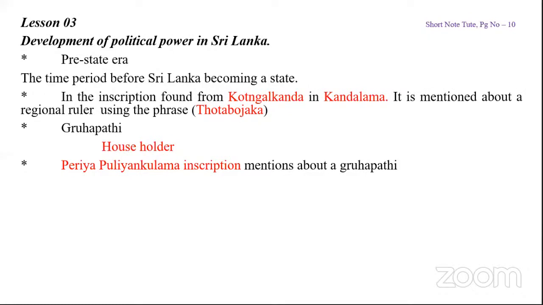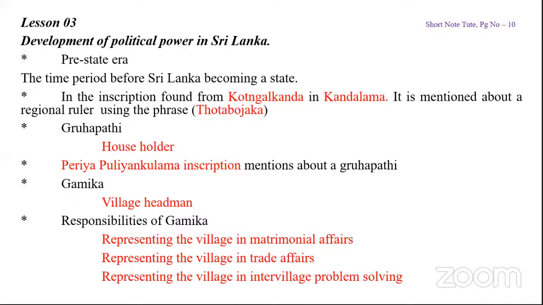So the inscription that gives information about Gruhapati, the Pulyankalama inscription, what is mentioned? One Gruhapati doing metal work had cleaned a cave and offered it to monks. So that is the information given by the Pulyankalama inscription. Then who was Gamika? Gamika was the village headman.